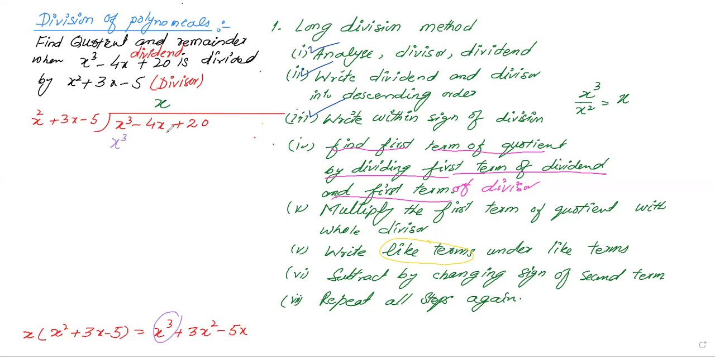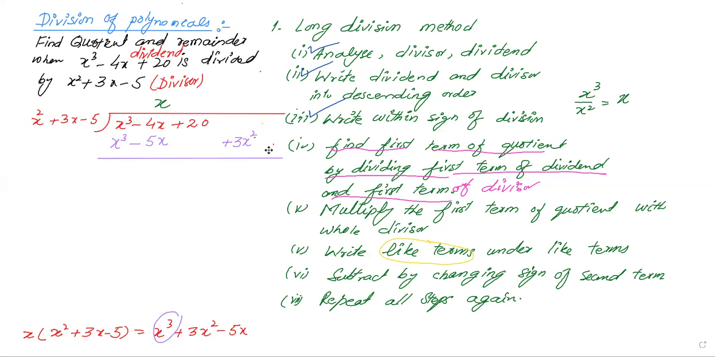Then you have to write 3x square. But in the dividend, there are no terms of x square. So you have to write plus 3x square at the end of this expression. Then you have to write minus 5x over here. So that's very important. If some term is missing, not written over here, then you have to put it at the end of this.